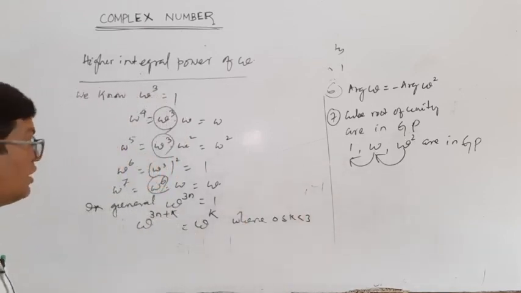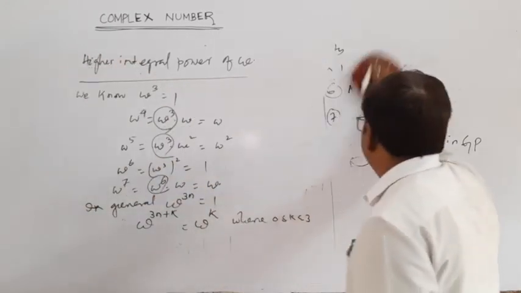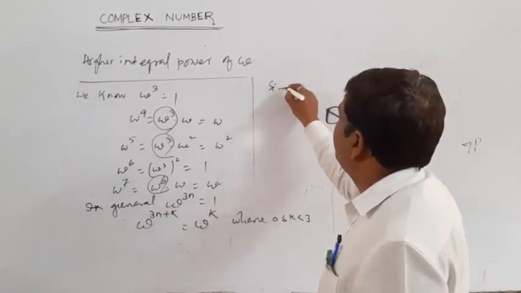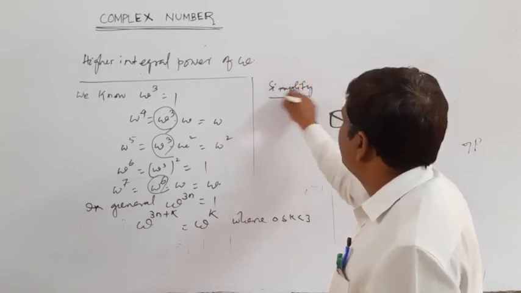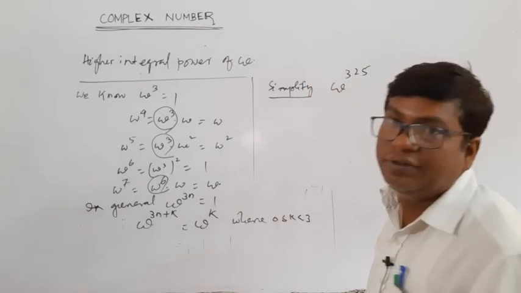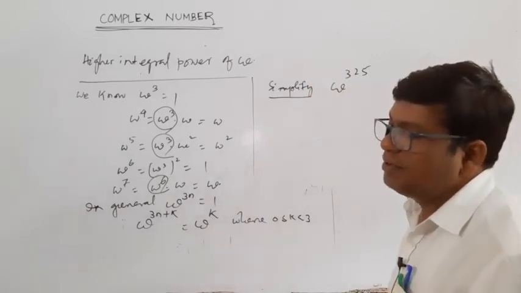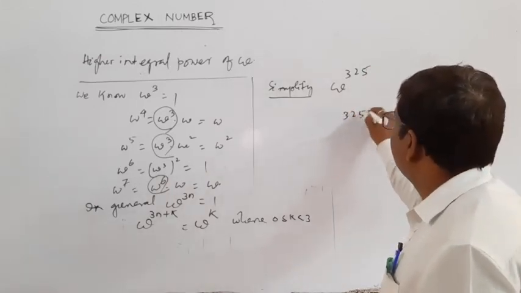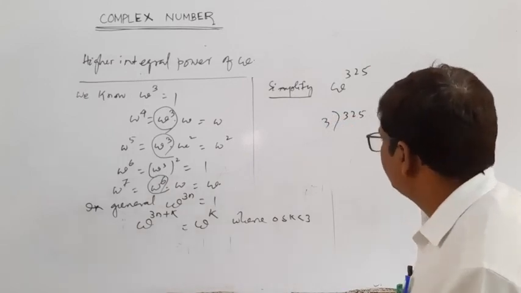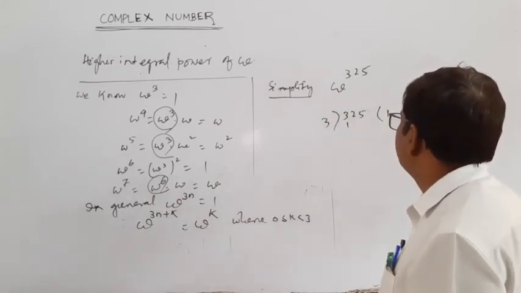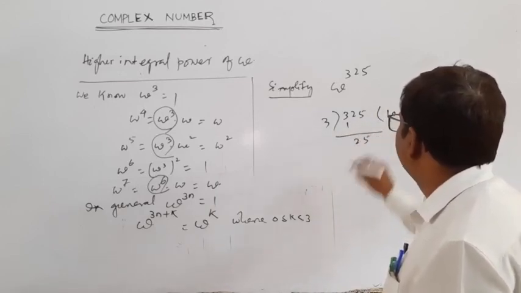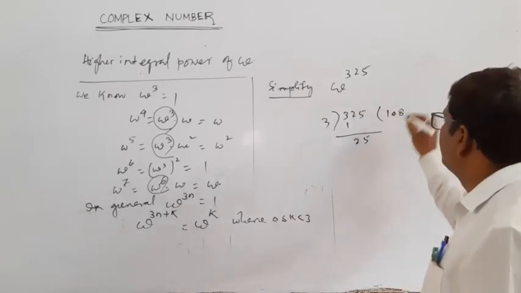Correct? So how do we simplify this? If you are given omega to the power, say, 325, simplify it: for iota divide by 4, and for omega divide by 3. So divide 325 by 3. 3 1s are 3, remainder 0, bring down 2 5, and 3 8s are 24, that is 1.